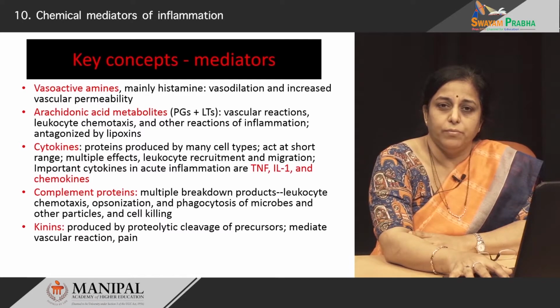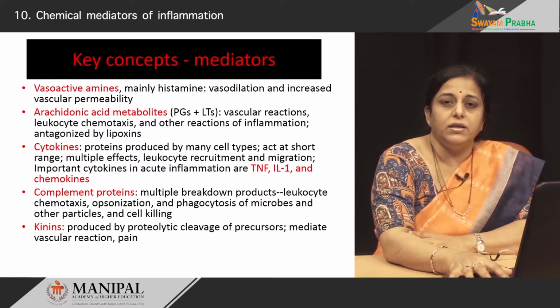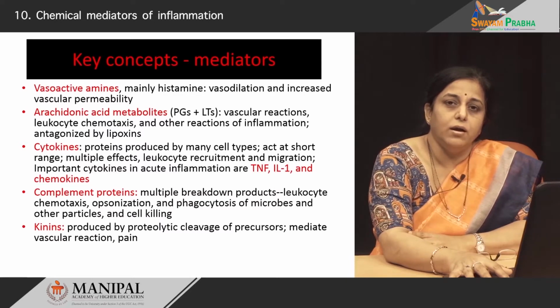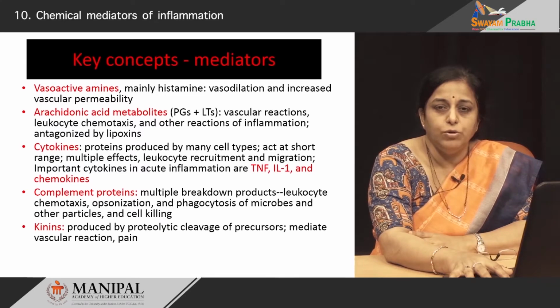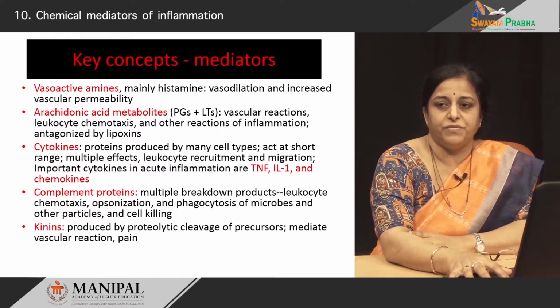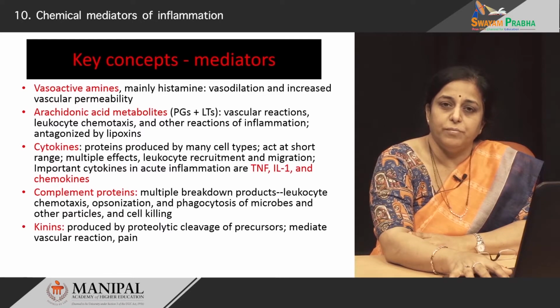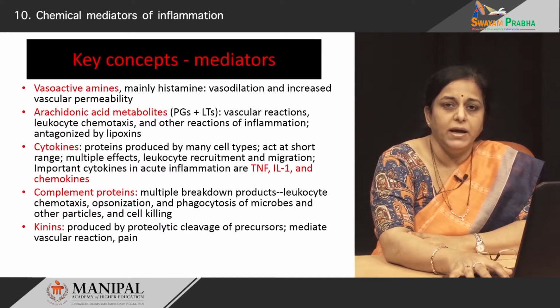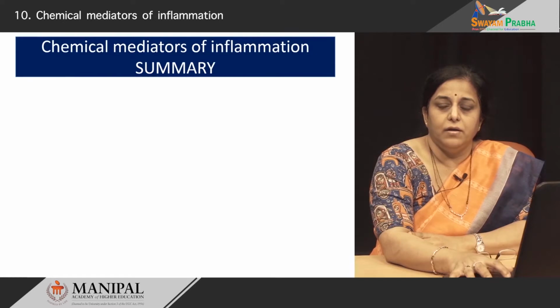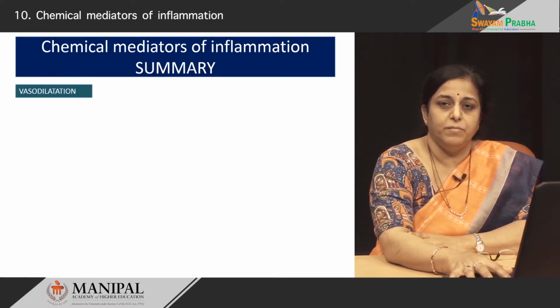We just learnt about the complement proteins. We learned that they are generated through the classical pathway, alternate pathway and the lectin pathway, and again they have multiple effects in inflammation. They are responsible for the vascular events, they are responsible for the cellular events and killing of the microbes. Kinins that are produced through the kinin system are also an important factor that plays a role in inflammation, particularly the pain that you get in inflammation is caused by bradykinin. So, this again summarizes the effects of chemical mediators.